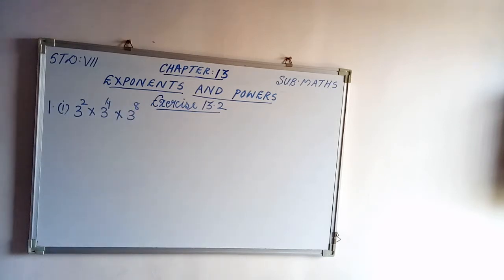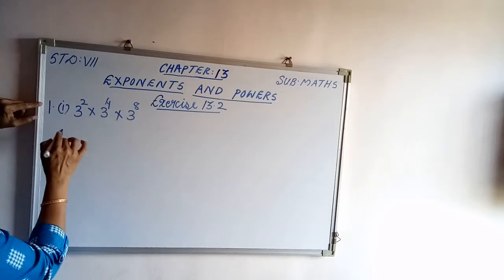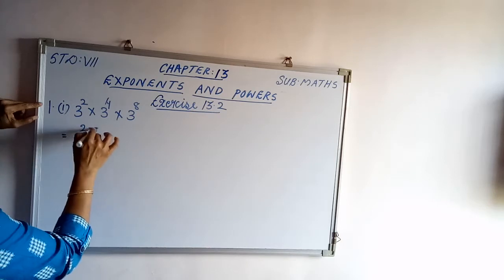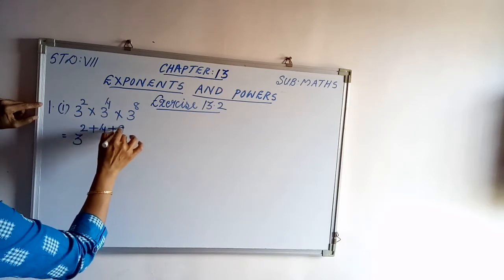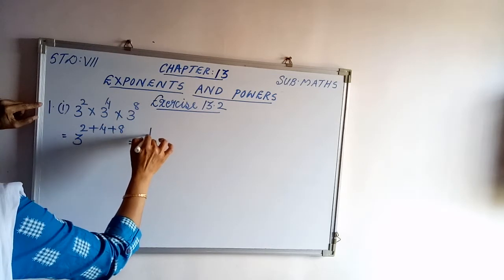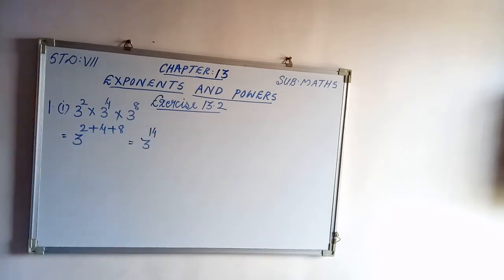Here we can use the law a raised to m multiplied by a raised to n. So the base remains the same here, 3. So add the indices, that's equal to 3 raised to the power 2 plus 4 plus 8. That's equal to 3 raised to the power 14. That is the answer. Okay. Now question 2.